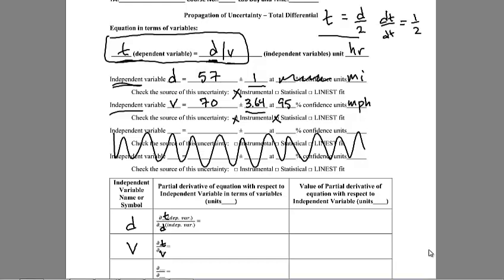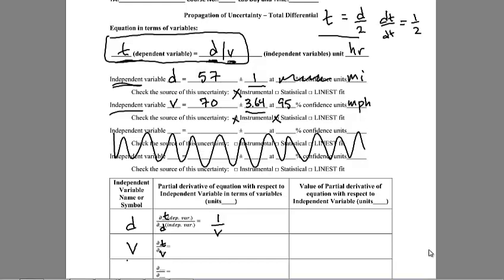The same thing's going to happen here. This velocity that we see here is just a constant. So when we take the partial derivative of time with respect to distance, we just end up with 1 over the velocity.